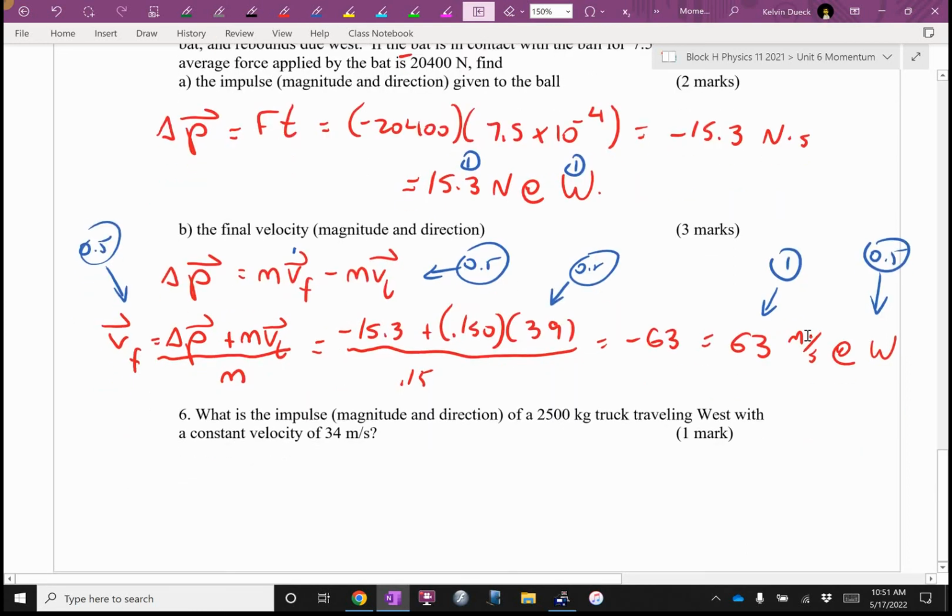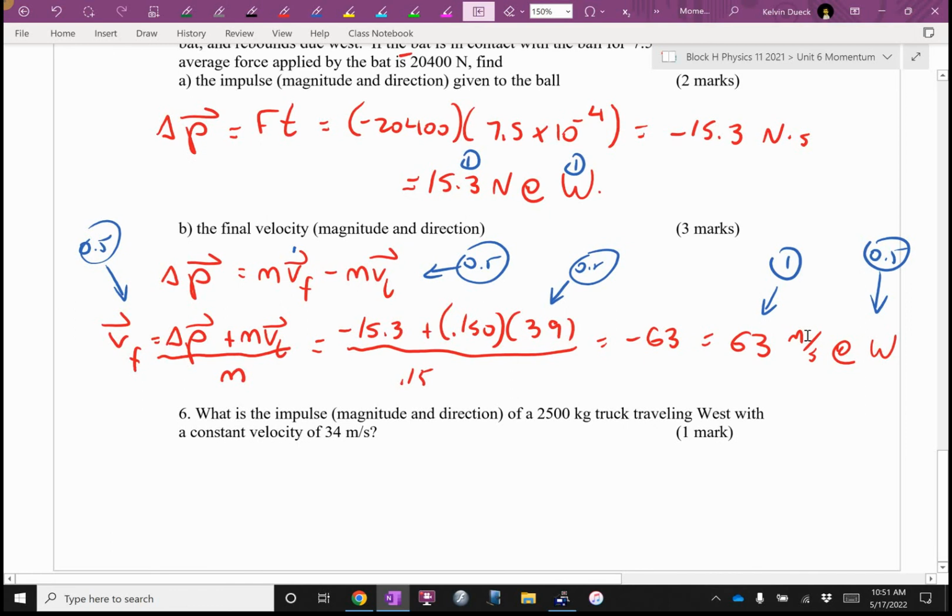It's not worth it. What is the impulse, magnitude and direction, of a 2,500 kilogram truck traveling west with a constant velocity of 34 meters per second? This is a trick question. What is the impulse exactly as a number? Sadie. Yeah, why is it 0? There's no change in momentum if you had a constant velocity. Right? Okay. So 1 mark for that.